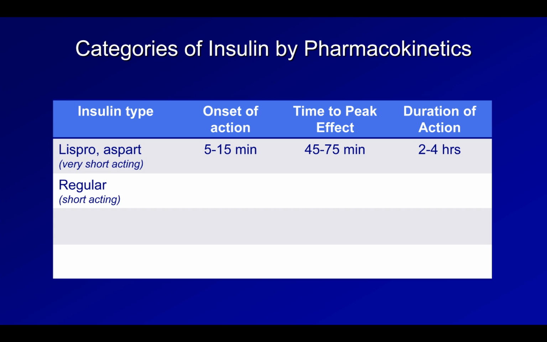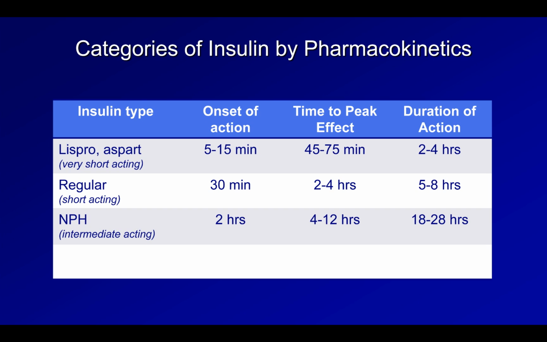So-called regular insulin is considered short-acting, takes effect at 30 minutes, peaking at 2 to 4 hours and lasting 5 to 8. NPH is an intermediate-acting form of insulin with an onset of 2 hours, peak at 4 to 12 hours, and duration of 18 to 28 hours. Finally, long-acting insulin, which includes glargine along with some less common others, also has an onset of 2 hours, has no particular peak time of action, and lasts more than a day.